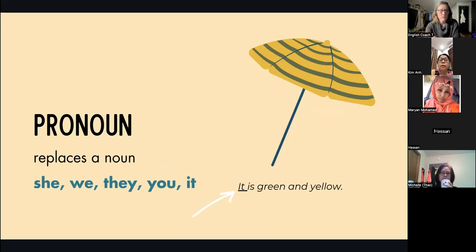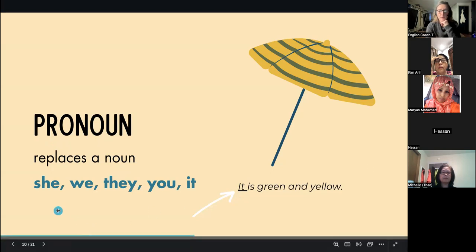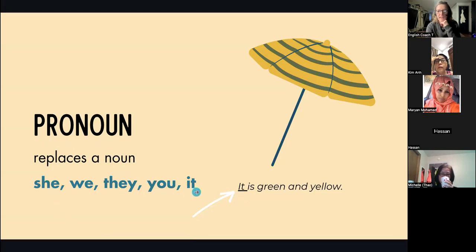Pronoun. This one's kind of simple because you see the word noun, so you think, oh, it's probably related, connected to the word noun, and you're right. Pro means for, so it's for the noun, right? It replaces the noun. So we said the umbrella. The pronoun it can replace the noun umbrella because it's a thing. So it is green and yellow. Okay, and then some of the other pronouns: she, we, they, you, and it.